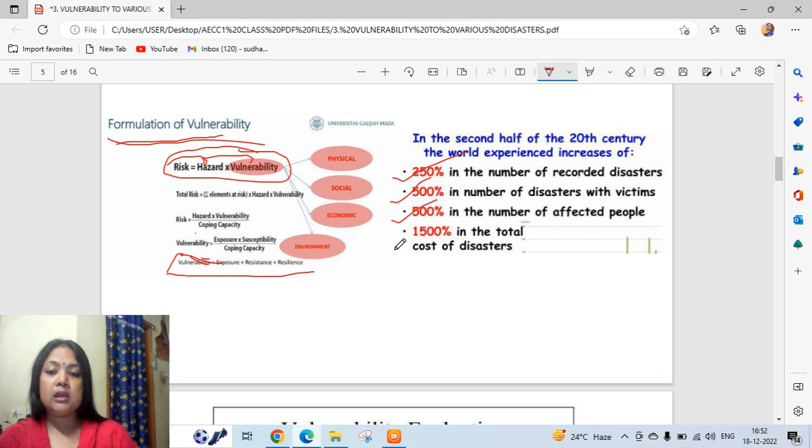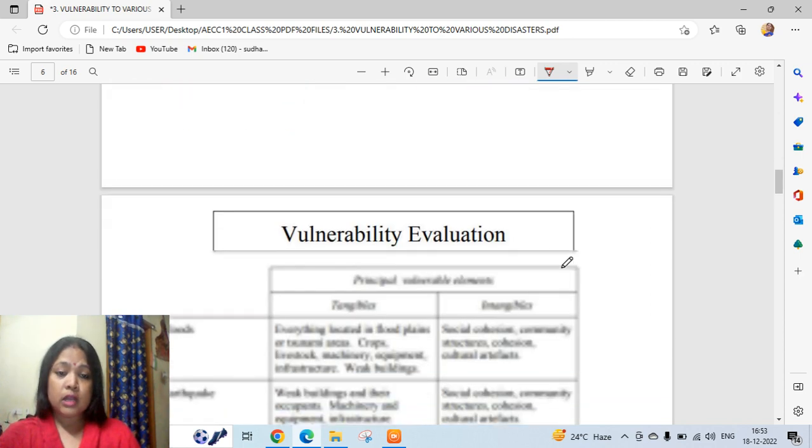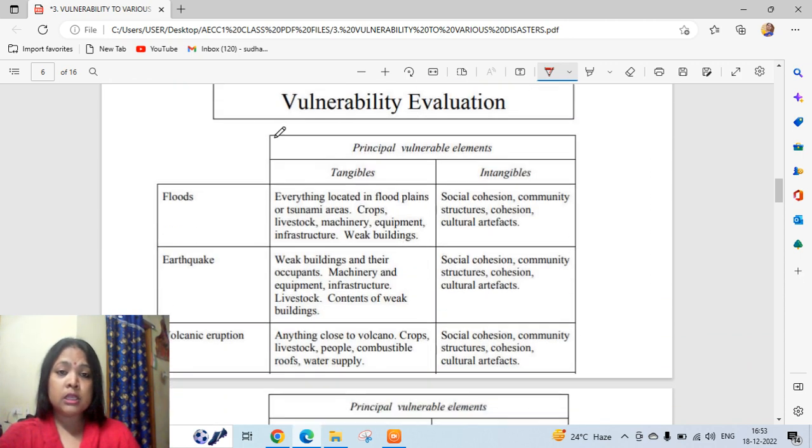Okay, and 1500% in the total cost of disasters. Cost means economically we are being affected by this much. So gradually the cost or the percentage is increasing century after century. Okay, so now see how vulnerability is evaluated.